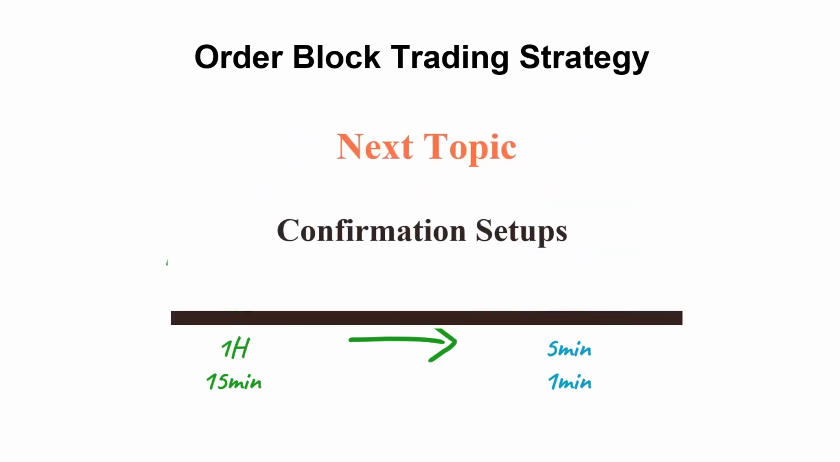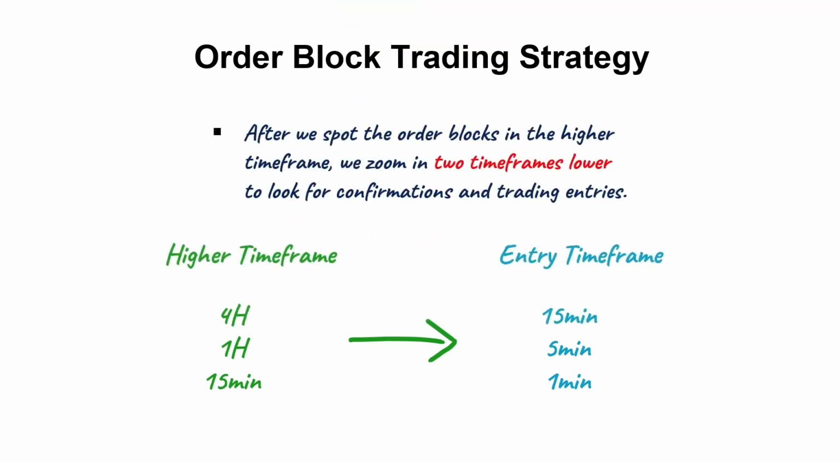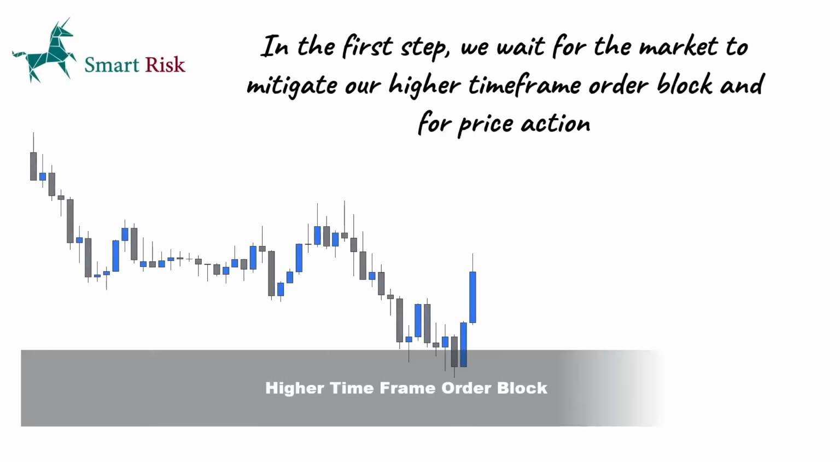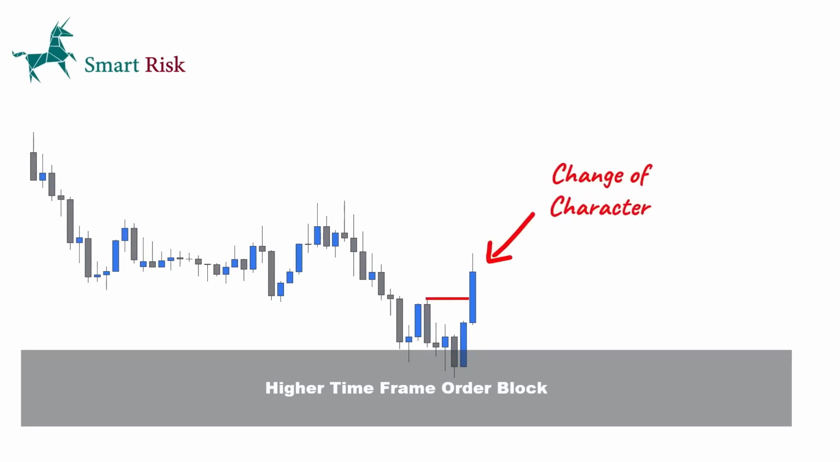You could use multiple price action setups as confirmations for trading the order blocks. Here are some of the most common patterns we trade in the market. In the first step, we wait for the market to mitigate our higher time frame order block and for price action to show its next move. Now, the first thing we are waiting for to appear is a change of character. A change of character signals that the short-term downtrend is over, and the price can start to move to the upside. So, after the market makes a change of character, that is when we look to execute our trade.